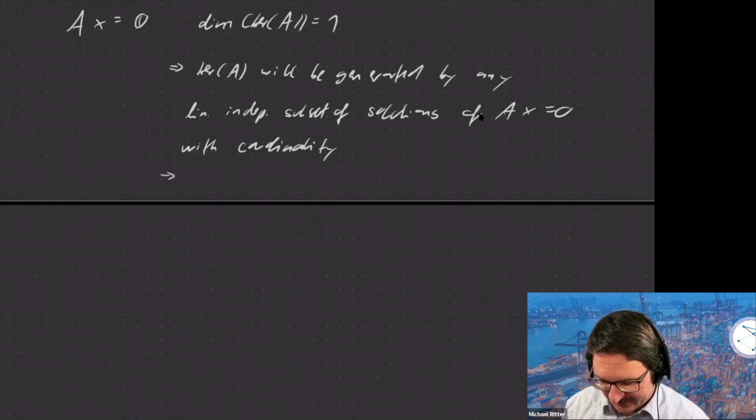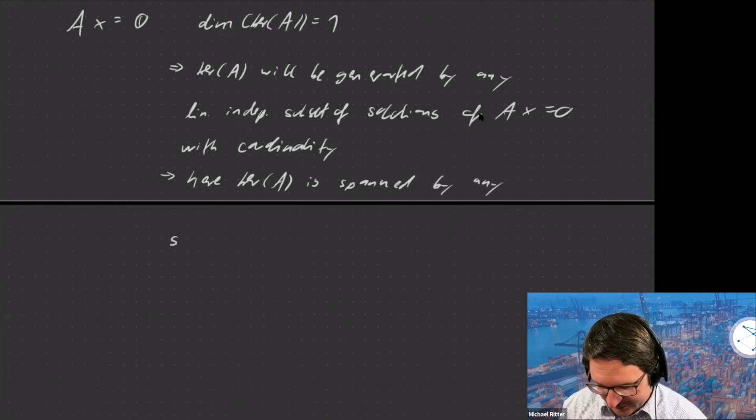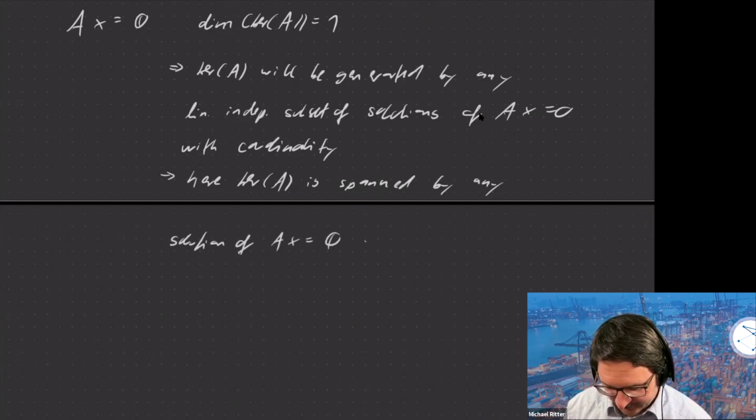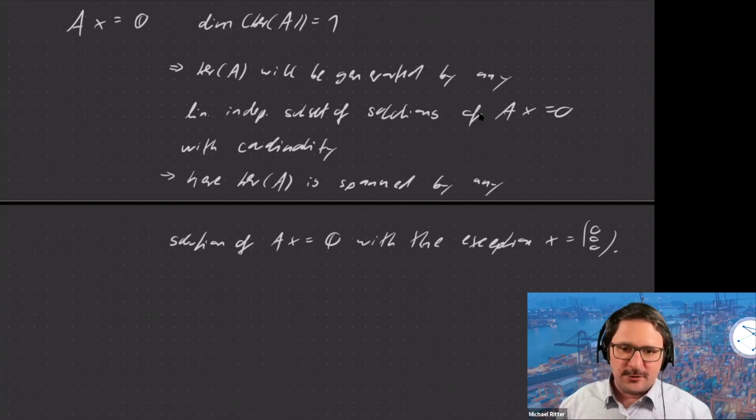Okay, so in this case, the kernel of A is spanned by any solution of Ax = 0 with one exception, and that is x = 0. That's not linearly independent, so it doesn't span the kernel. Any other will do. Of course, that argument depends on the kernel being one-dimensional.